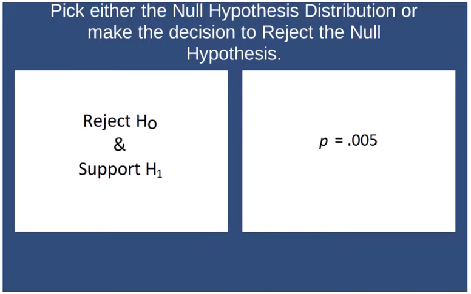When we have a high p-value, a high probability, then we would consider the null hypothesis distribution to be believable. That says that the sample mean could easily occur given our assumption that the null hypothesis distribution is true. In this case, however, our p-value is really small. It's 0.005. And given that it's smaller than our alpha level of 0.05, we are going to decide that the null hypothesis distribution is not believable.